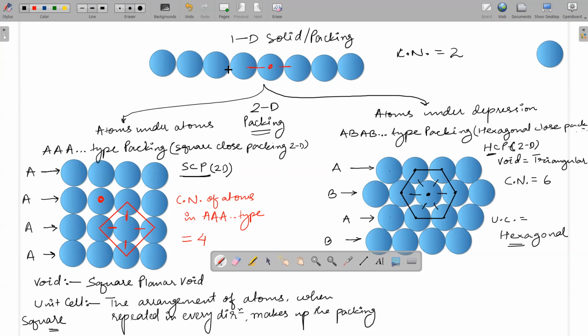I could have come here and told you there are two types of 2D packing, AAA type packing, in which we have square planar void. The coordination number of atoms is 4. The unit cell is square. So you would be thinking, oh, I have to memorize all these things. But no, you don't have to memorize all these things. You just have to think, okay, fine. In 2D, we have 1D solid that I can prepare. In 2D, I can put atoms under atoms, or I can put atoms under depression. Then after atoms under depression or atoms under atoms, what are the things that we can make? I can make up of.